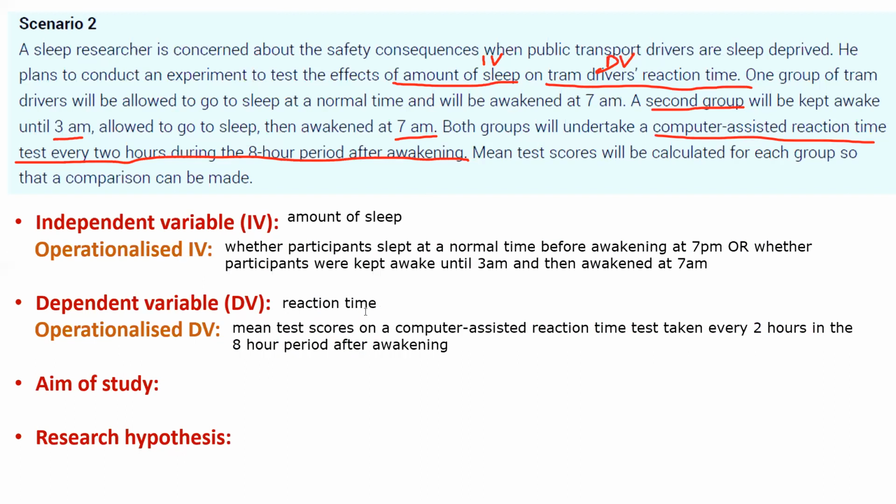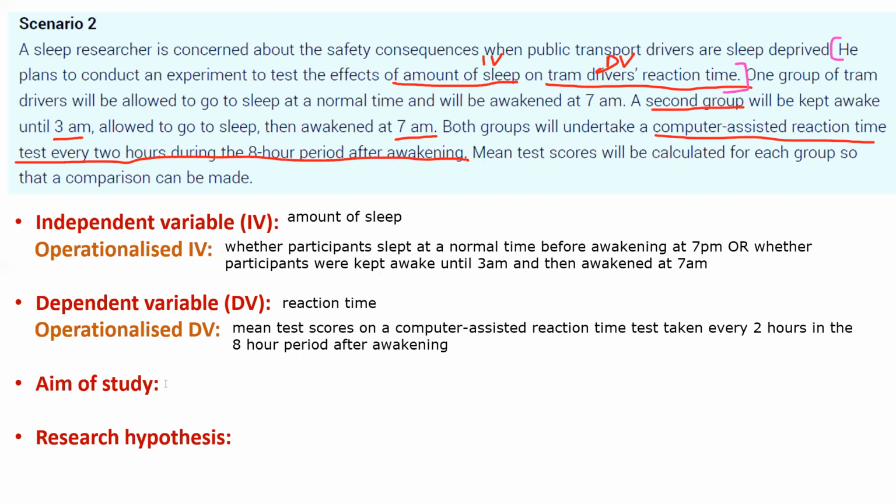Because I can measure reaction time in many different ways, okay? Reaction time, I could throw something at someone and see how long it takes them to react. That's another way you can measure reaction time, okay? So there are many ways we can measure any variable there. If we look at the aim of the study, it's already given to us. In fact, we'll try to highlight that before we look at the answer. The aim of the study is literally in this second sentence there. He plans to conduct an experiment to test the effects of amount of sleep on tram drivers' reaction time.